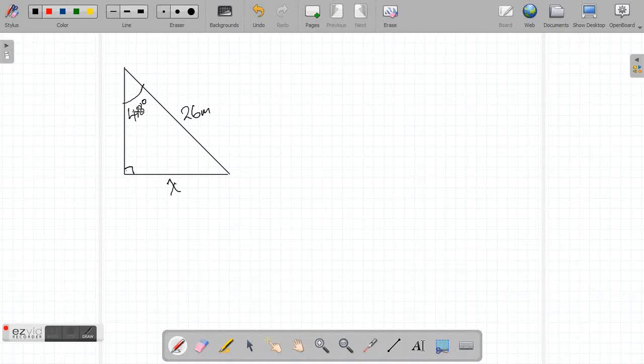Okay class, with this particular video we're going to work our way through a Year 10 trig problem, trying to find the side of a triangle. To do this, we're going to use a 5-step process that I like to use when solving problems using trigonometry.